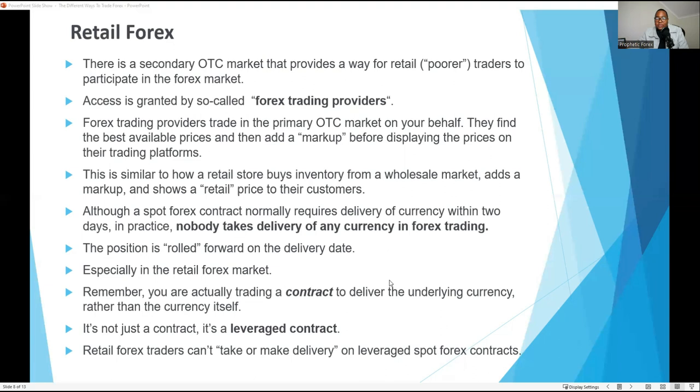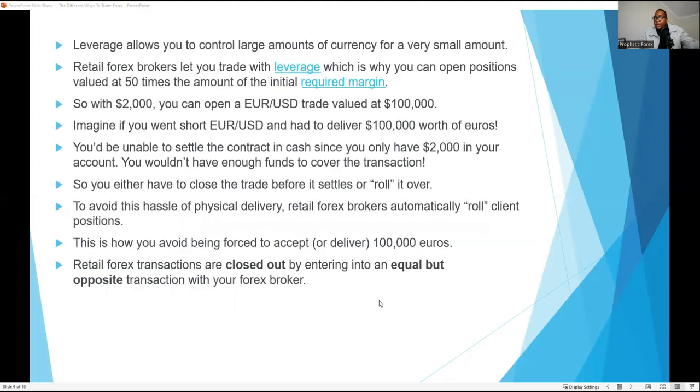This is not just a contract, it's a leveraged contract. So retail forex traders can't take or make a delivery on leveraged spot forex contracts. Okay, so now leverage allows you to control a large amount of currency for a very small amount.